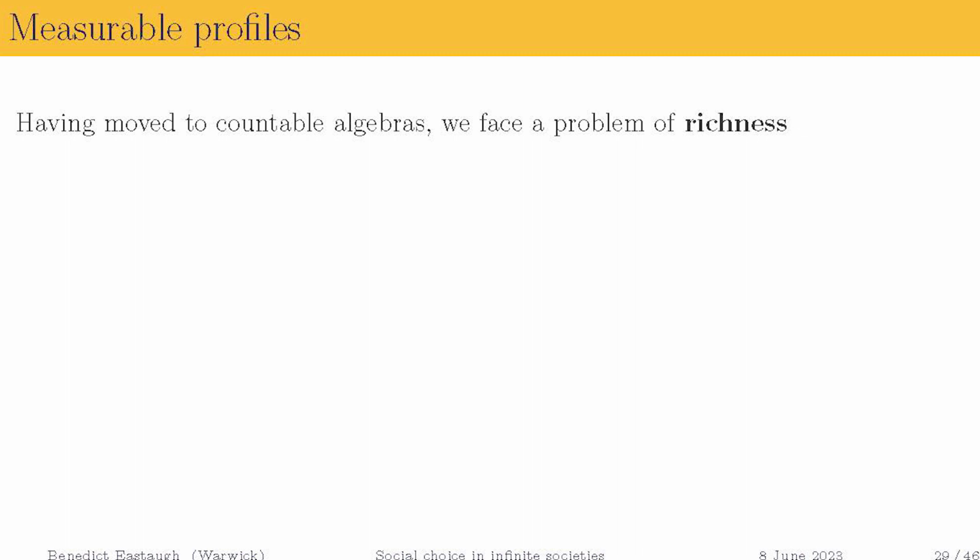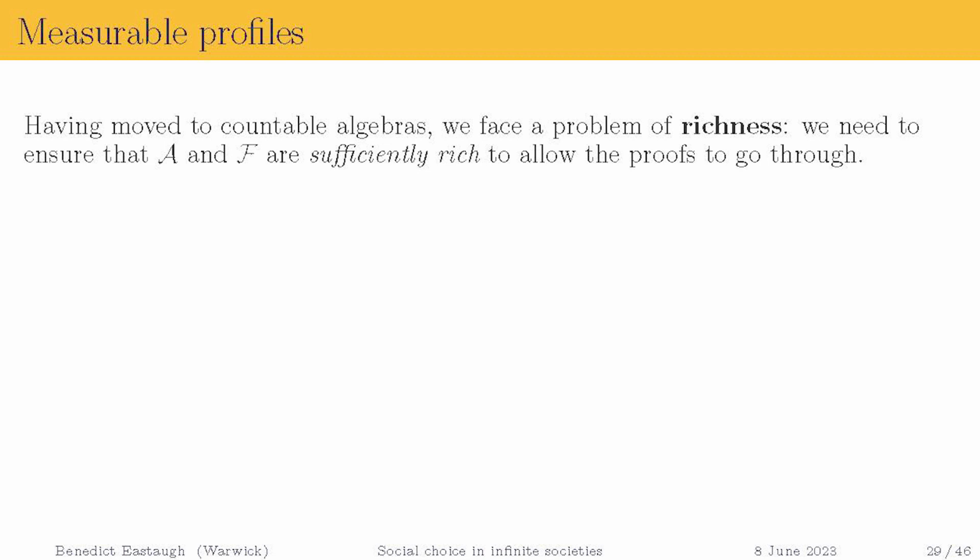Okay, so we've got voters, alternatives, weak orderings. On those alternatives, we've got countable sequences of profiles, and we've got countable algebras also coded as sequences. But once we've got this, not every such collection will determine a society, because we need to impose some further conditions. So we have a kind of problem of richness. We need to make sure that the algebra and the set of profiles, mostly the set of profiles, are sufficiently rich to allow the proofs to go through. And in particular, they need to be sufficiently closely related to one another.